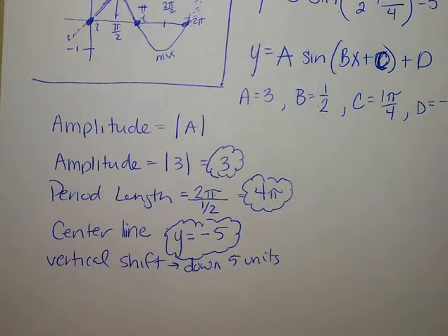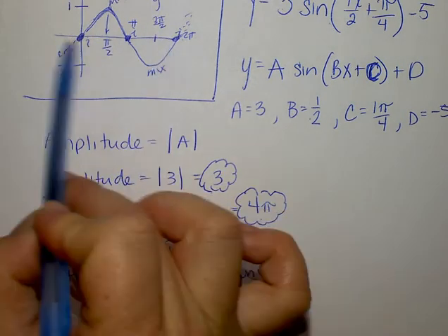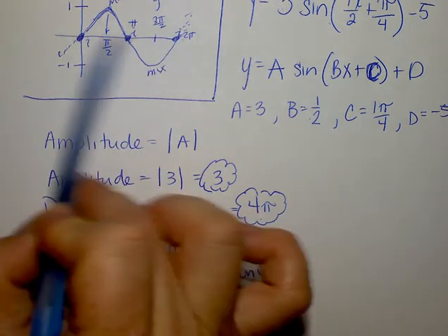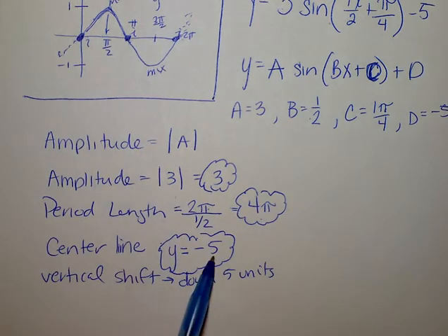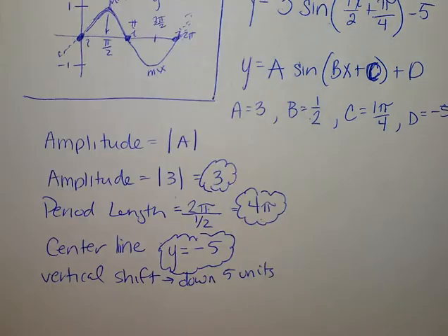So instead of having the center of our graph, the center line, be the x-axis, it will now be the equation y equals -5. We're shifting this whole thing down 5 units.